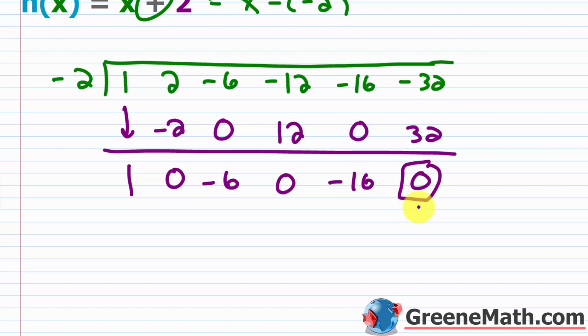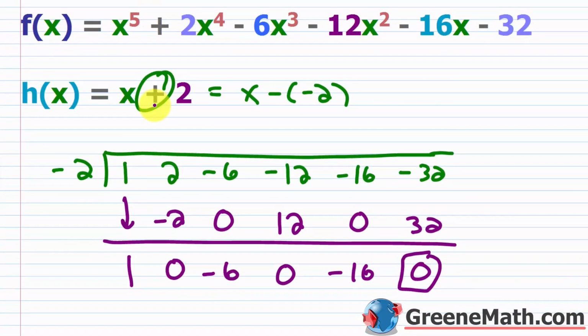So that's your remainder. It's 0, right? Meaning you don't have one. So that tells me that x plus 2 is a factor, right? So you can say h of x is a factor of f of x.